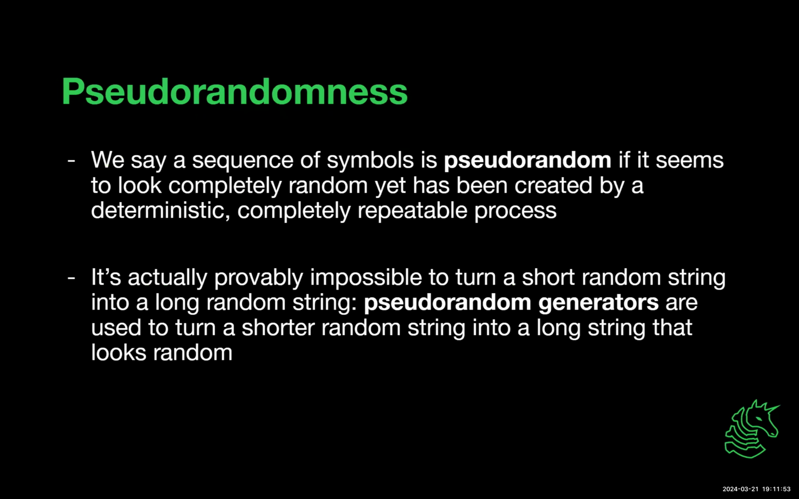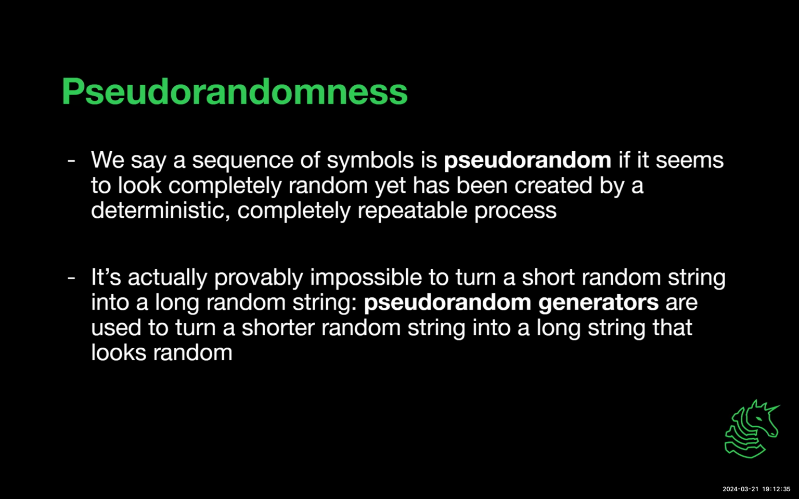All right. So we're gonna start off the stream cipher and block ciphers unit by talking a little bit about pseudo-randomness. We specifically say a sequence of symbols is pseudo-random if it seems to look completely random, yet it's actually been made by a deterministic process. So it's completely repeatable every time you give it the same seed. It's provably impossible to take a short random string and turn it into a long, truly random string. To make the lengthening transformation, you need a pseudo-random generator. Pseudo-random generators are used to turn a short string into a long string that looks random.